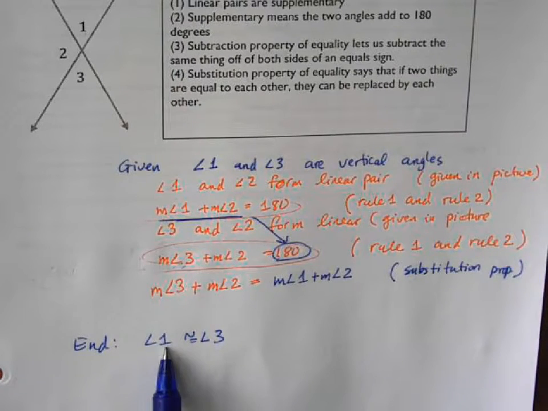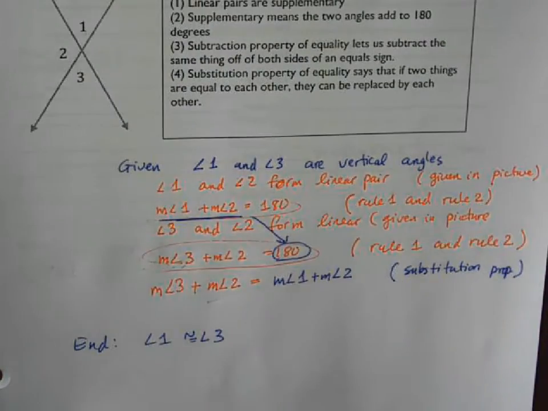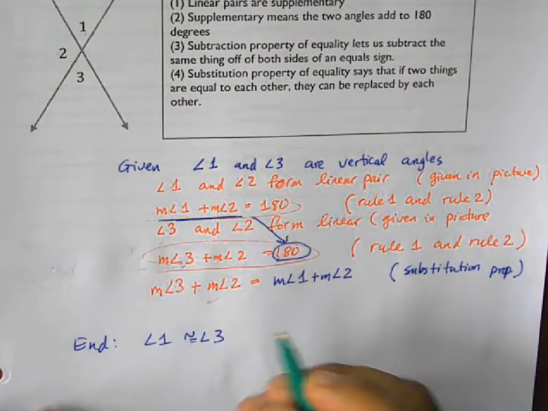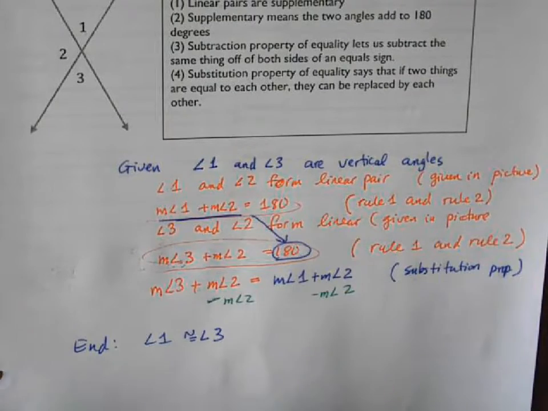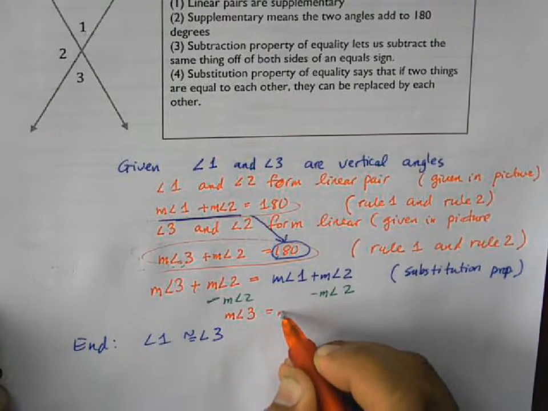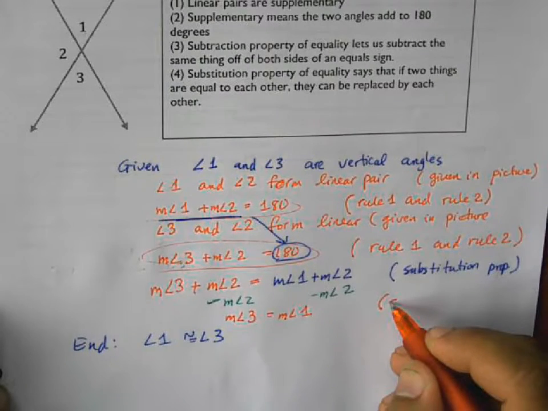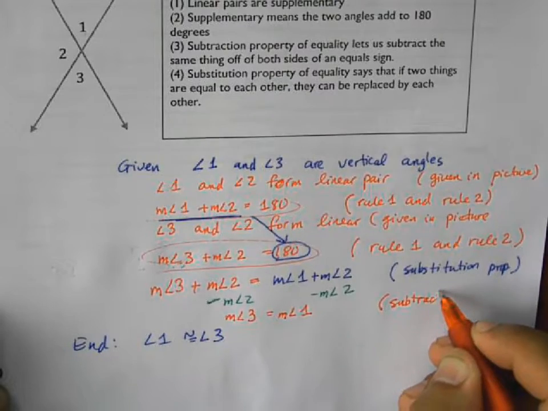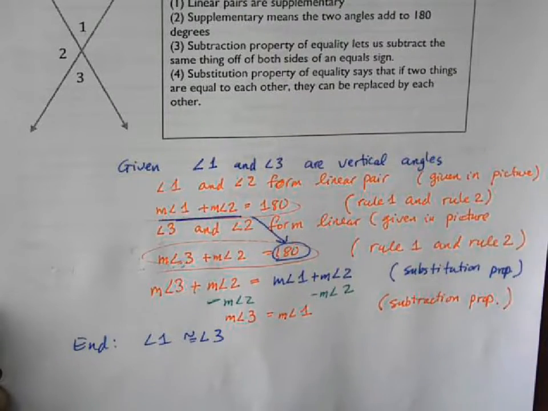And we're almost done. We almost have angle 1 is congruent to angle 3. So the last step here that we need to apply is, well, if we can just subtract the measure of angle 2 from both sides. Subtract the measure of angle 2 from the left and subtract the measure of angle 2 from the right. So what we end up with is the measure of angle 3 is equal to the measure of angle 1. And what we're doing here in the last step is applying the subtraction property. Okay. Or rule 3 right here.